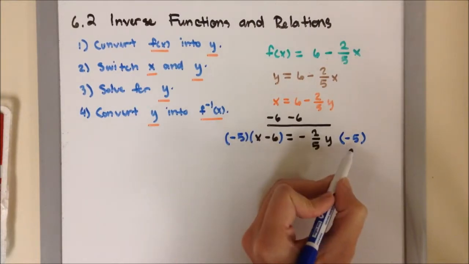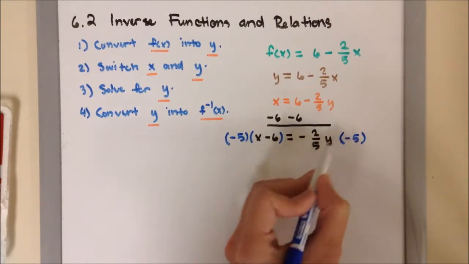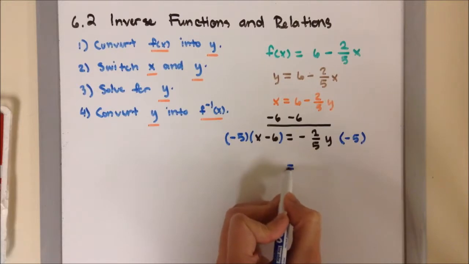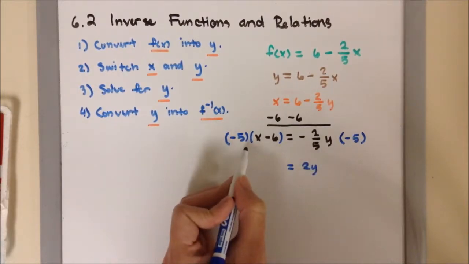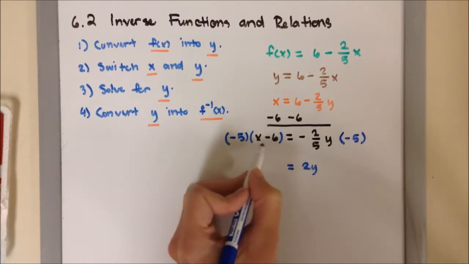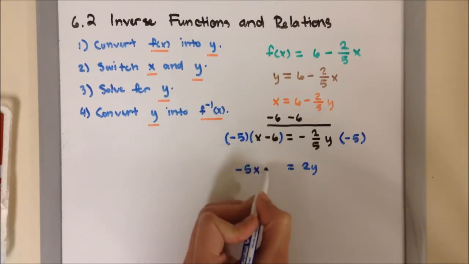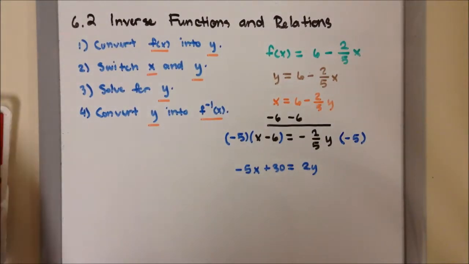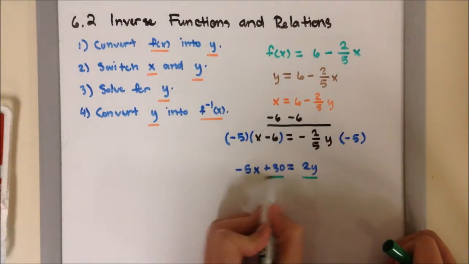Now on my right side, when I'm multiplying negative 5 to the fraction, the number will divide the denominator into 1, and I'm going to have what's left, 2y. And then on my left, I'm going to distribute the negative 5 to everything inside. So I'm going to have negative 5x plus 30. After that, I'm going to divide both sides by 2.